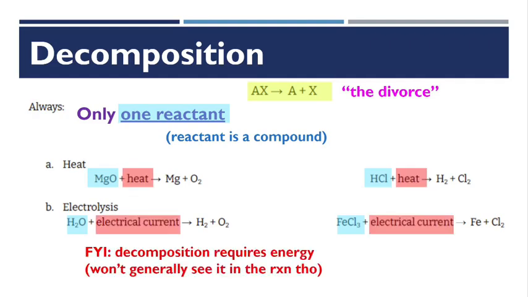Now, in all of these examples, you see that we also have this heat or electrical current written out. You're almost never going to actually see us write that out, though. But all of these reactions do tend to require some amount of energy. Even the ones that could happen at room temperature wouldn't happen in the freezer. They need that room temperature heat to be able to react. So, decomposition, opposite of synthesis.